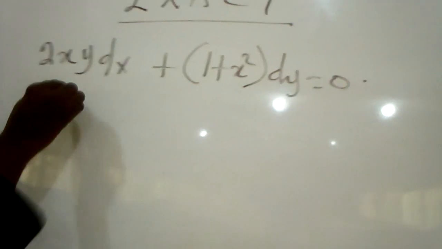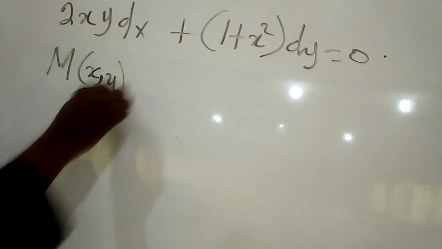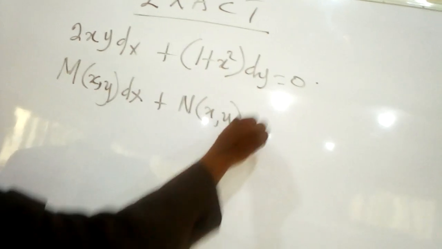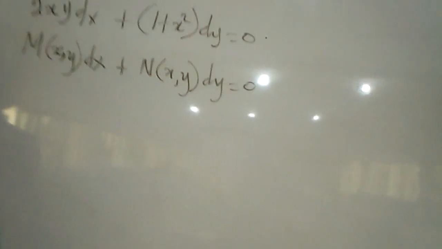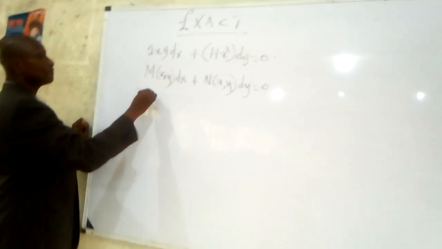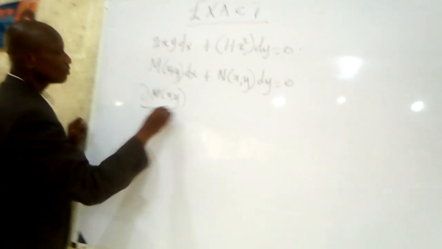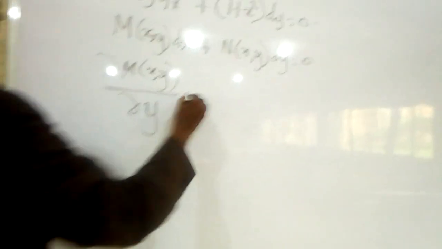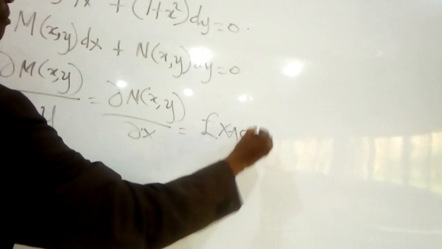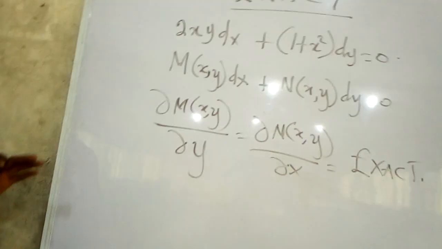This is M, a function of x, comma y, differential x, plus N, a function of x, comma y, differential y, is equal to 0. This is an expression for an exact first order differential equation. So if the partial of M(x, y) with respect to y is equal to the partial of N(x, y) with respect to x, it is said to be an exact equation. We must first of all test the exactness condition. Once it is exact, that's the criterion to progress and solve it as an exact equation.